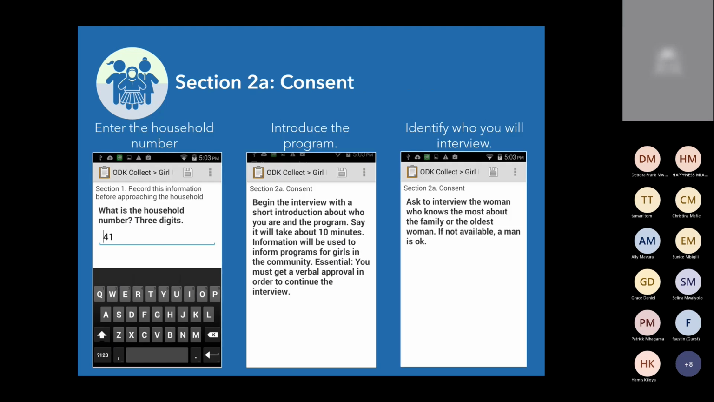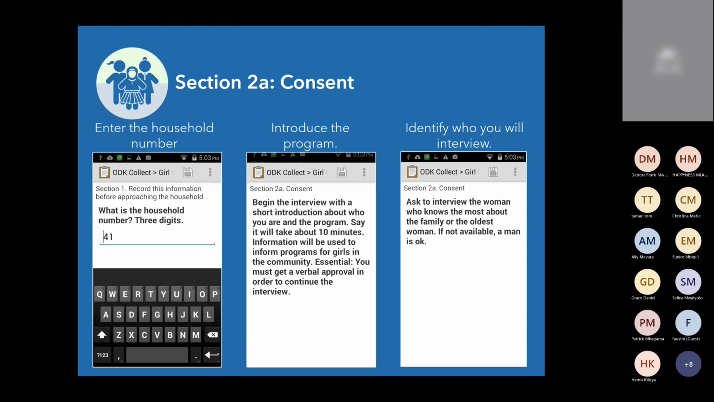Then you would consent. So as I mentioned yesterday, you're going to count the number of households you go to as a team. So if you are at the first household, it's household number 1. You enter 4 for your team, 1 for the household number, and so on. If you're in team 3 and it was your 14th household, you would enter number 314.